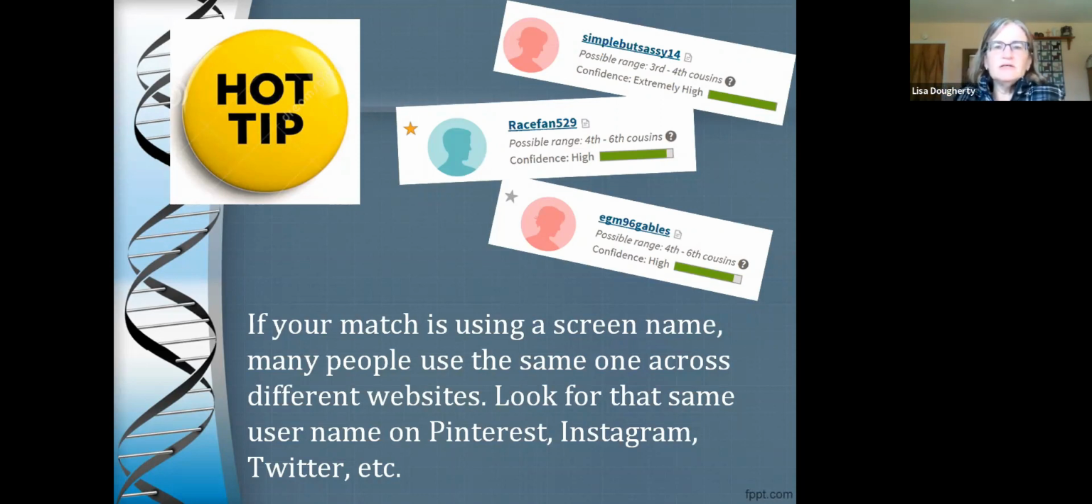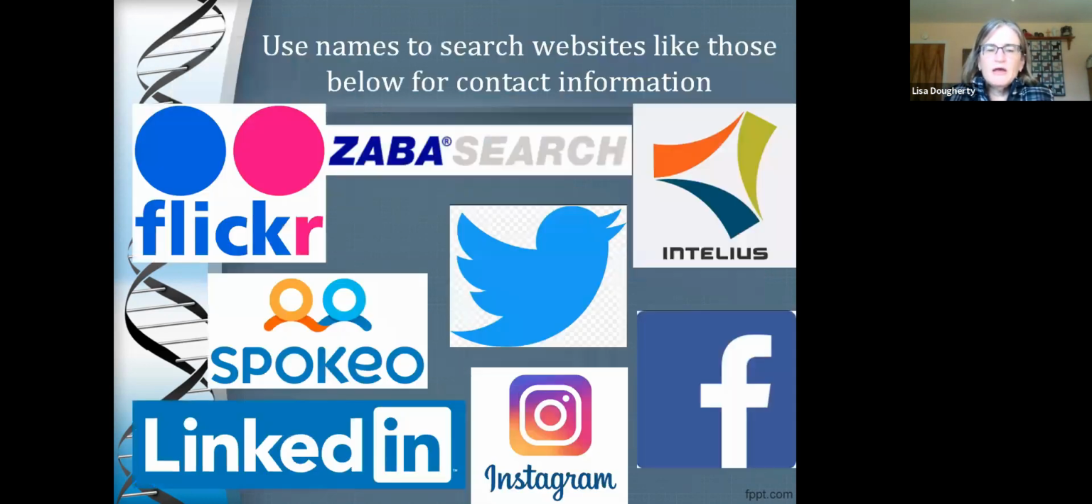So you might find RaceFan529 on Pinterest, you might find them on Instagram, you might find them on Twitter. Any one of these places could give you clues as to what that person's real name is and how they might be related to you. So think of that, and also use Google. Google is a good tool for that.